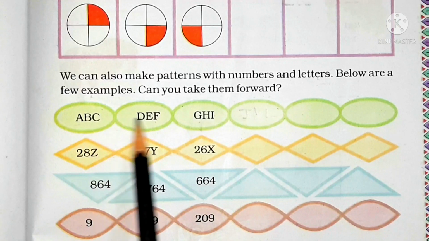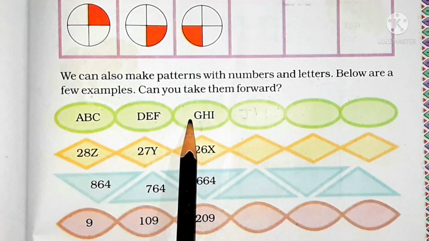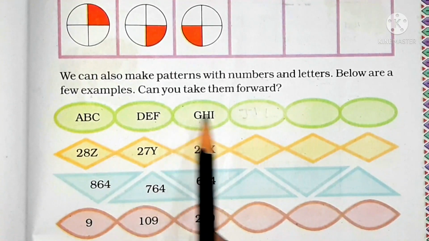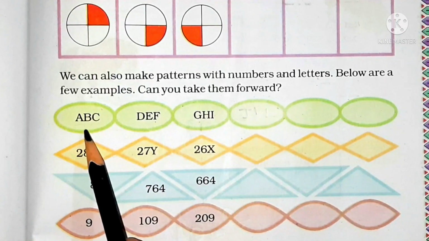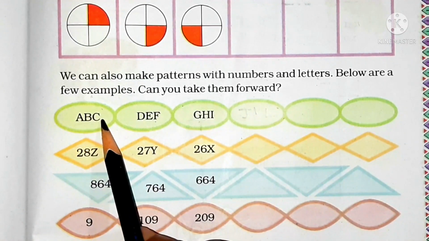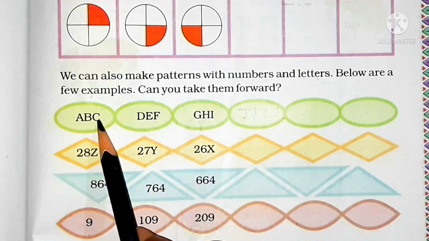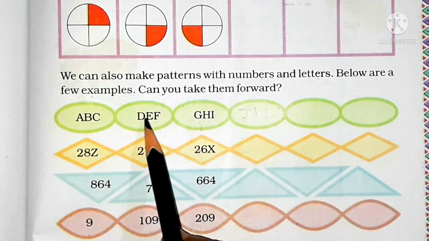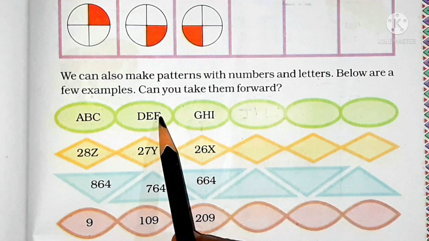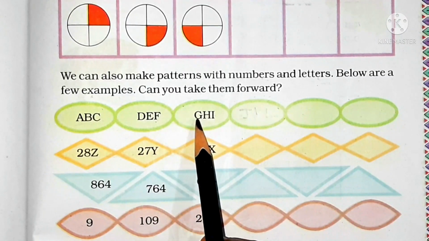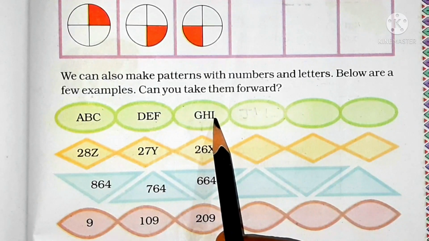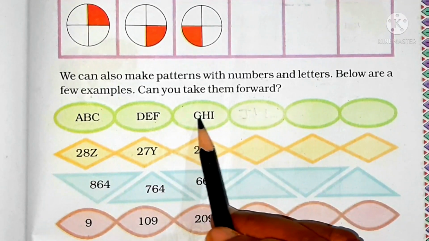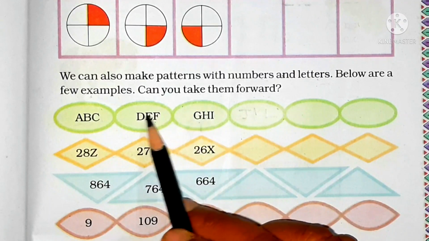Here we have letters. They have used letters to make a pattern. Let us find out what will be the next letters. A, B, C. After C, what have they written? D, E, F. After F, they have written G, H, I. So after I, what comes? J. So how many letters have they used? They have used three letters.